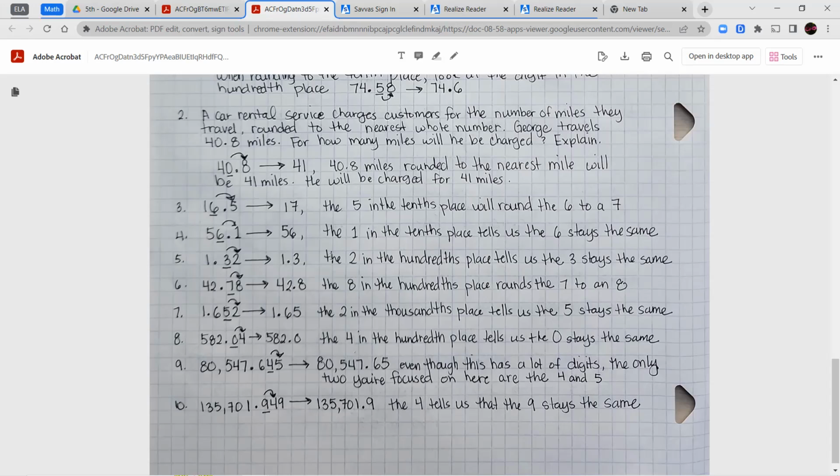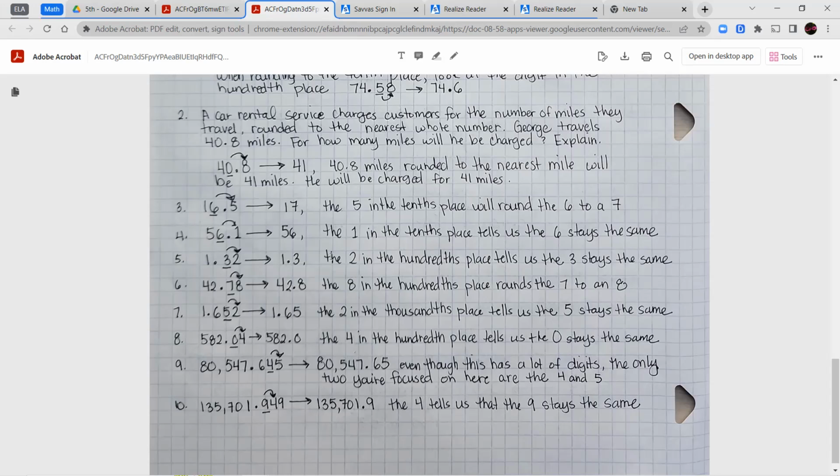For number 8, we have 582 and 4 hundredths, and we need to decide based on the 10ths place which way it's going to round. Our rounding place is the 10ths place. We're going to look at the hundredths place to decide. That 4 in the hundredths place is going to tell us which way that 0 is going to move. Is it going to stay a 0 or is it going to round up? Because there is a 4 in the hundredths place, the 0 is going to stay the same. In order for it to round up, it would have needed to be a 5 or greater.